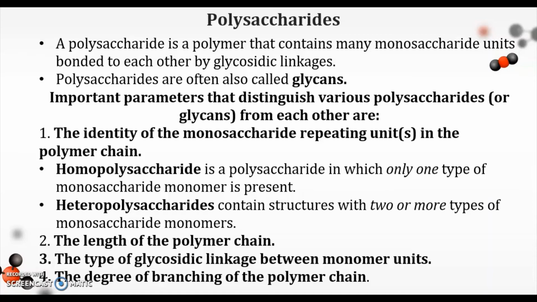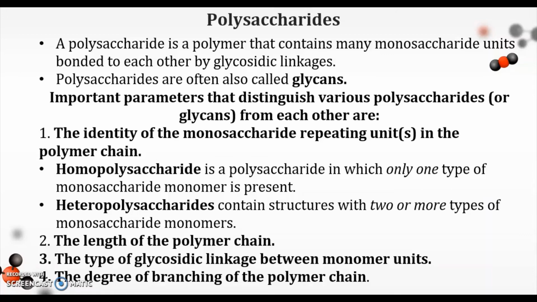Number 1, the identity of the monosaccharide repeating unit in the polymer chain. The more abundant polysaccharides in nature contain only one type of monosaccharide repeating unit. Such polysaccharides include starch, glycogen, cellulose, and chitin. They are examples of homopolysaccharides. A homopolysaccharide is a polysaccharide in which only one type of monosaccharide is present.